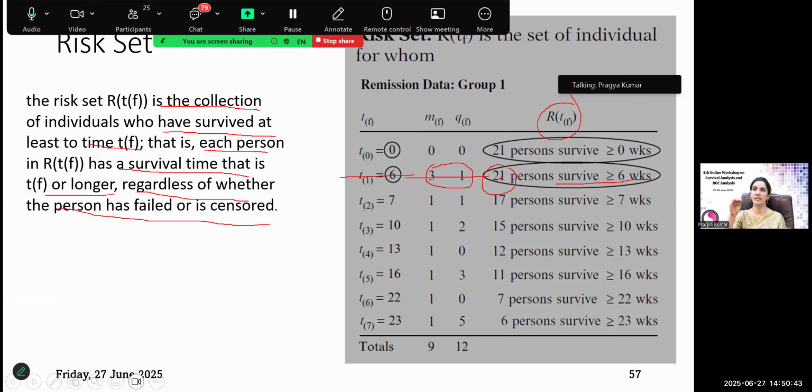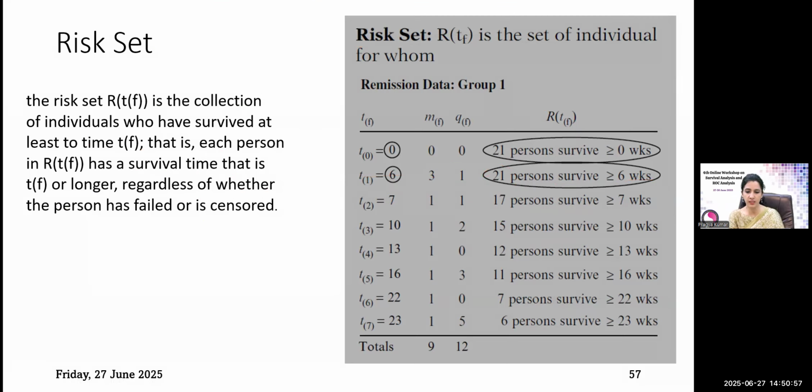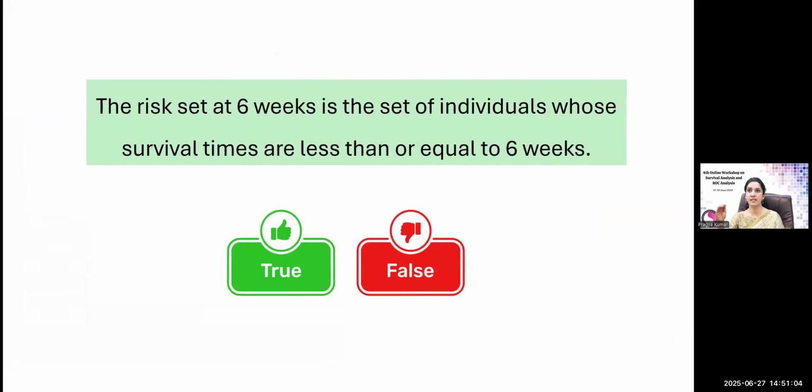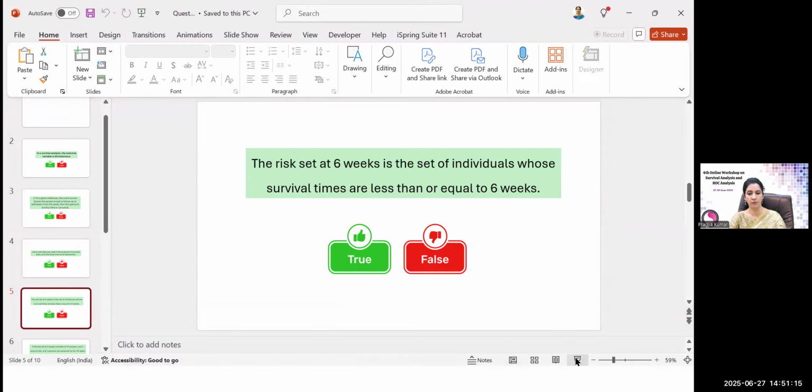That means the risk set at a particular time period is the collection of individuals who have survived either equal to that time point or more than that. So if you see this question, the other one which I was asking, the risk set at 6 weeks is the set of individuals whose survival times are either equal to 6 weeks or more than 6 weeks. So it is false.